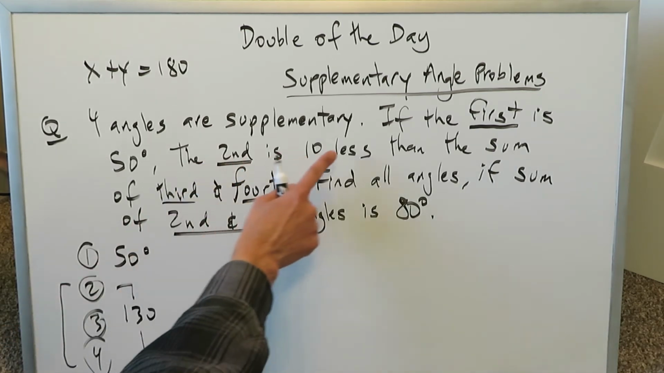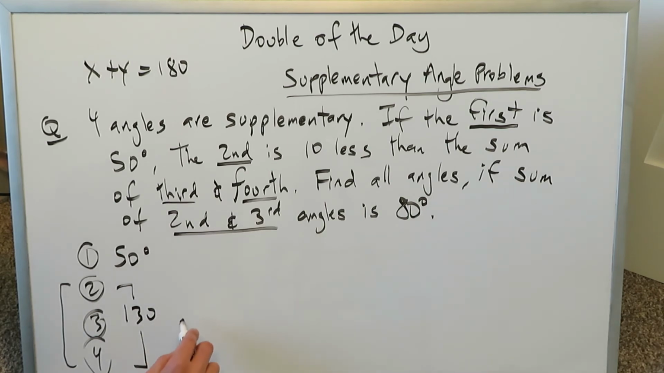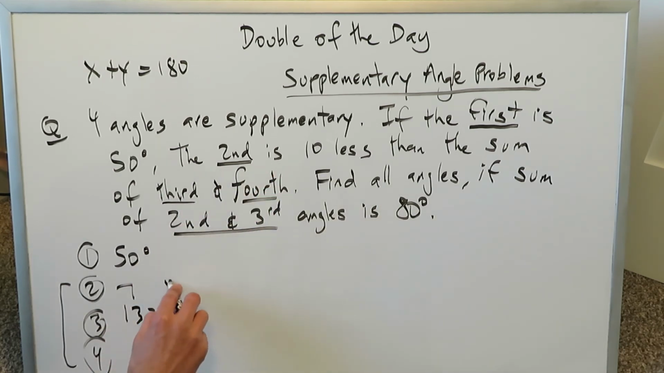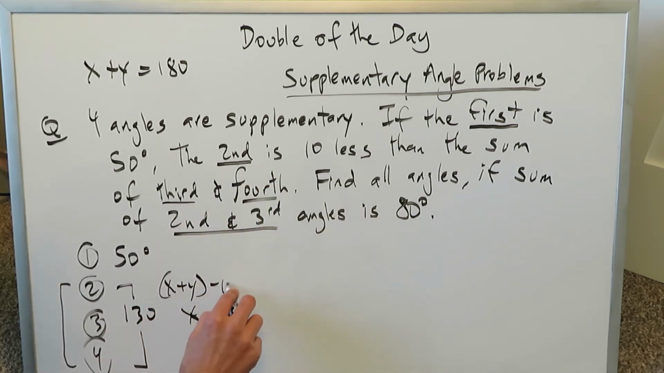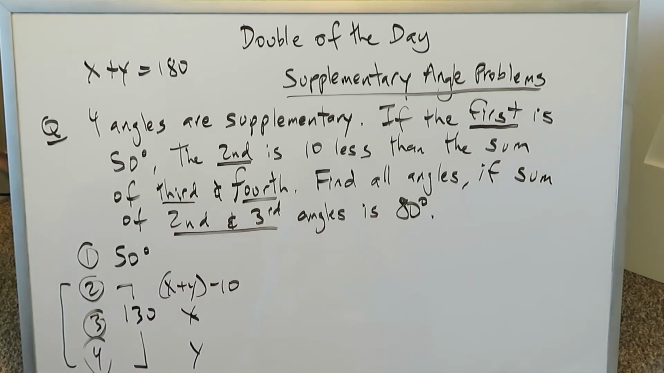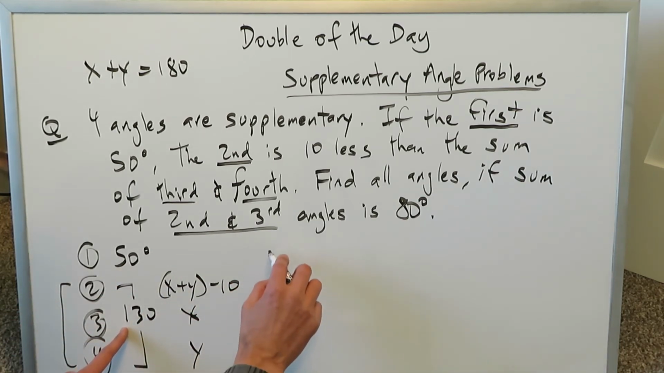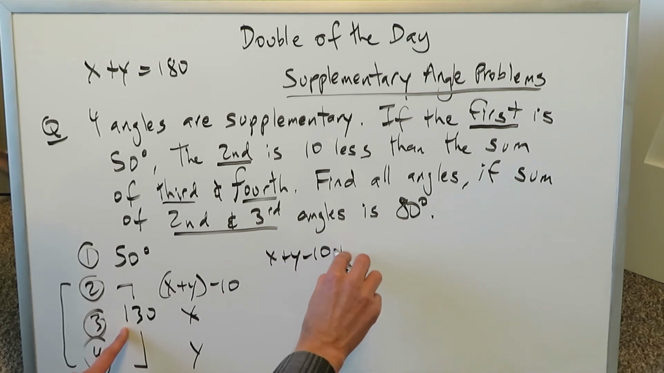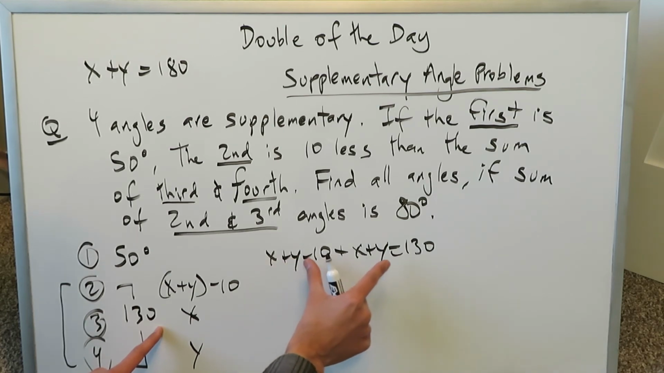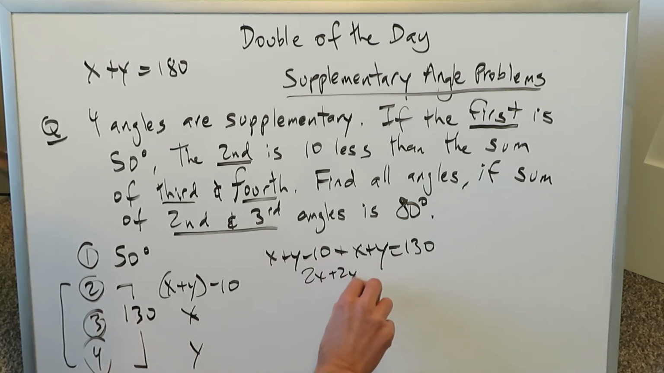What do we know here? The second is 10 less than the sum of the third and the fourth. If the third is x and the fourth is y, and here it says the second is 10 less than the sum of these two, then you can say x plus y minus 10. This last bit of statement over here, we can ignore it for now. We have all of these, and we know these three here equal to 130, so let's work with that. We have x plus y minus 10 plus x plus y, and all of this equals 130. We have 2x plus 2y. 2x plus 2y is equal to, you take the 10 on the other side, 140.